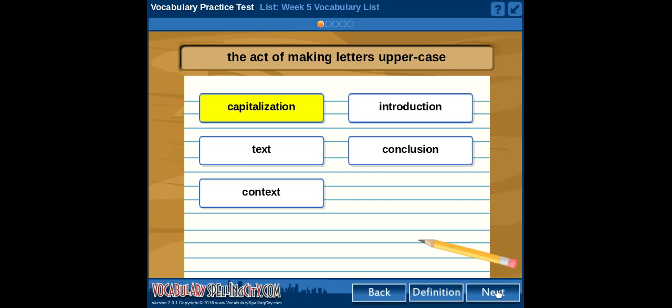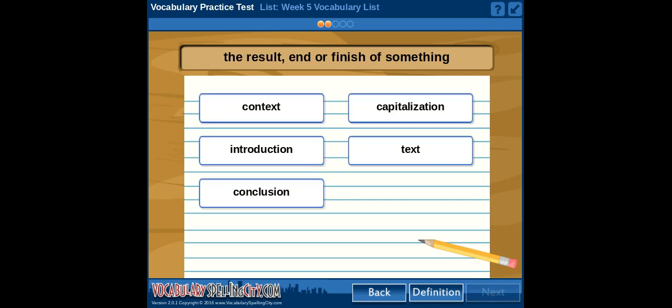Next. The result, end or finish of something. Well, we have not used context. Context is how something is used in a sentence. Introduction, that's the beginning. So that's not the end, that's the beginning. But conclusion is the opposite of introduction. So the opposite of the beginning is the end. So I think this one's conclusion.